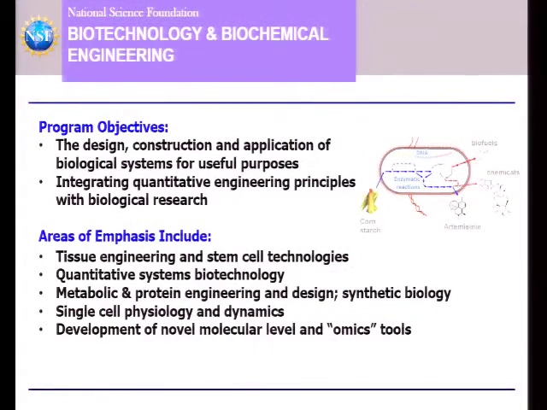A couple of words about the programs in this cluster. The Biotechnology and Biochemical Engineering program has as areas of emphasis tissue engineering and stem cell technologies, quantitative systems biotechnology, metabolic and protein engineering and design, also synthetic biology, single-cell physiology and dynamics, and then development of novel molecular level and omics tools, proteomics, genomics, and so forth.